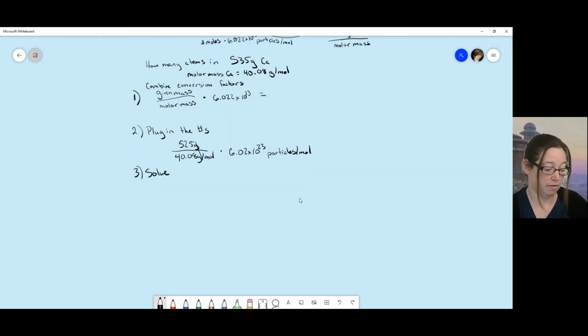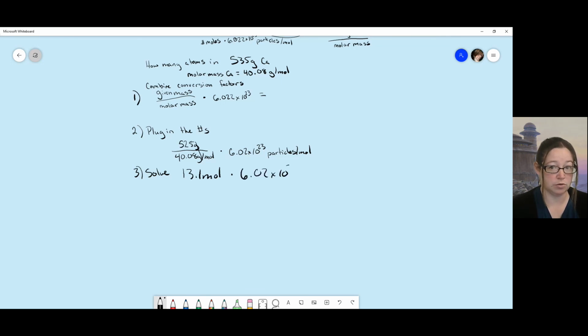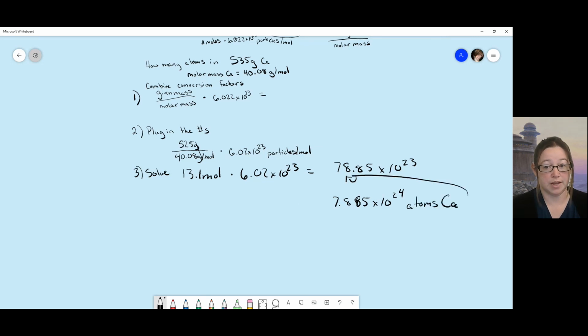So 525 divided by 40 gives me 13.1 moles times the 6.02 times 10 to the 23 gives me 78.85 times 10 to the 23. I'm going to move that decimal over. 7.885 times 10 to the 24th atoms Ca. That's your final answer. All right, go ahead and give it a try on your example problems. I'll see you in the next video.